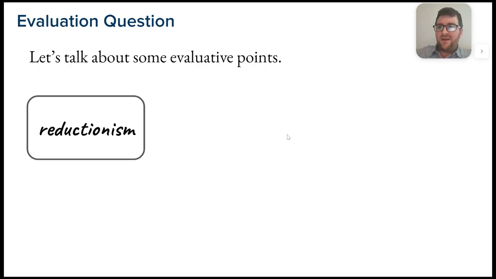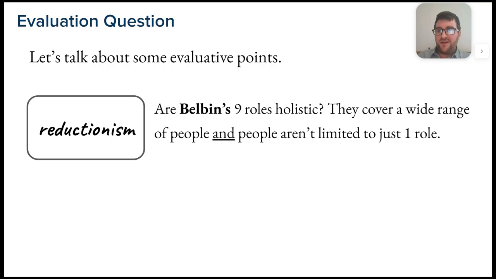And okay, if you're going to write an evaluation, a 10-mark evaluation, here are some of the things you might write about. So reductionism, you could write about Belbin's 9 roles and whether they're holistic or not. You could say they cover a wide range of people and people aren't limited to just one role. So you could argue it's holistic. If you think grouping people into 9 roles is reductionist, you can also argue that.